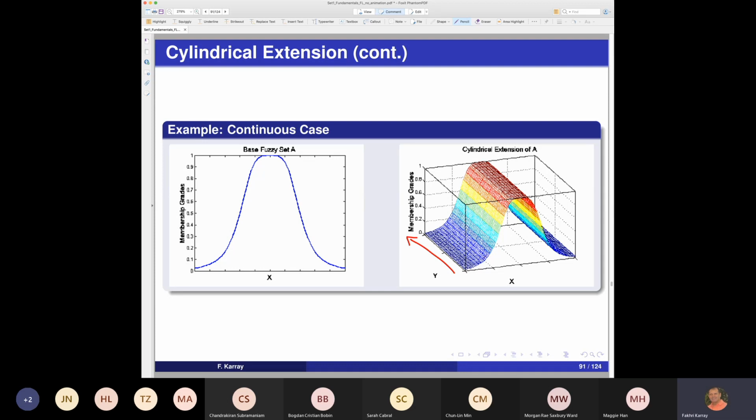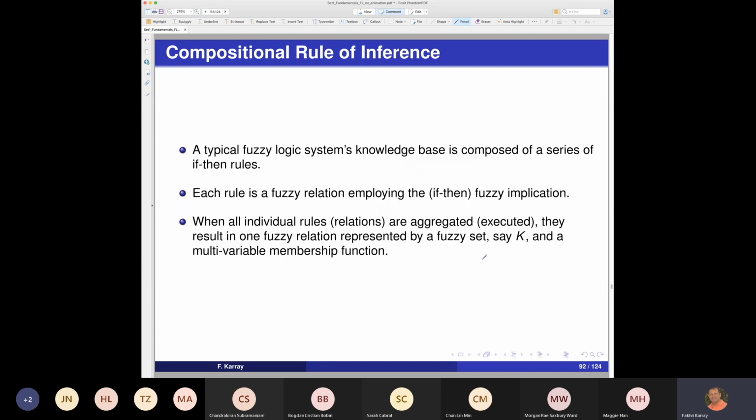Okay, so again, this material is very well explained in the textbook, and there are some examples, and I'm going to go back to some examples related to this later on, most probably during our next lecture. But let me talk a little bit now about the compositional rule of inference and what we mean by that. What is the compositional rule of inference and how important is it?